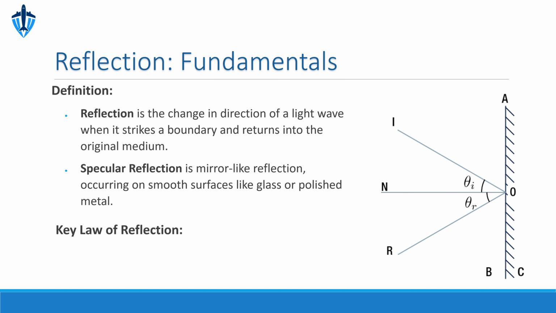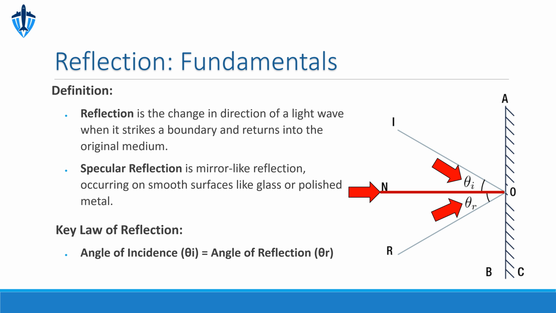The fundamental rule governing this behavior is the law of reflection. To state it, we first need a reference line called the normal, which is an imaginary line drawn perpendicular to the surface at the exact point where the light hits it. The angle between the incoming light ray and this normal is called the angle of incidence, or theta I. The angle between the reflected ray and the normal is the angle of reflection, or theta r. The law is simple and absolute. Theta I always equals theta r.